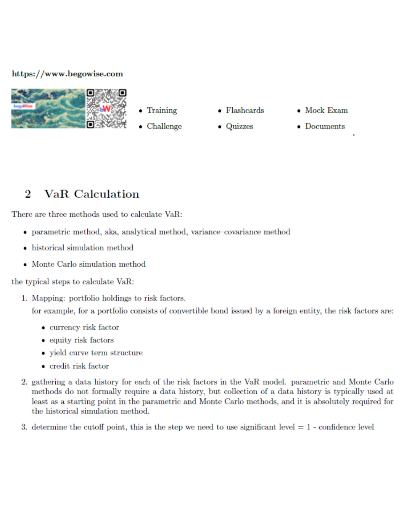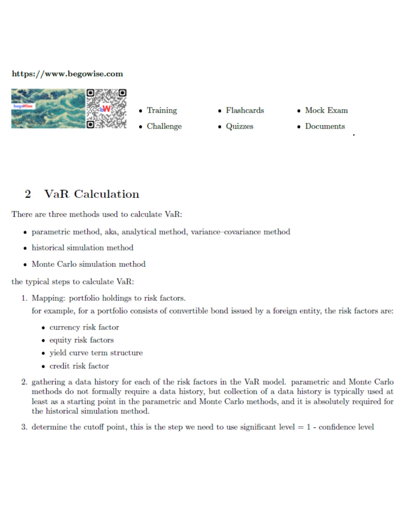Step 2. Gathering data history. Next, we need to collect historical data for each of these risk factors. Even though the parametric and Monte Carlo methods don't strictly require historical data, it's often useful to have it as a starting point. However, for the historical simulation method, historical data is absolutely necessary.